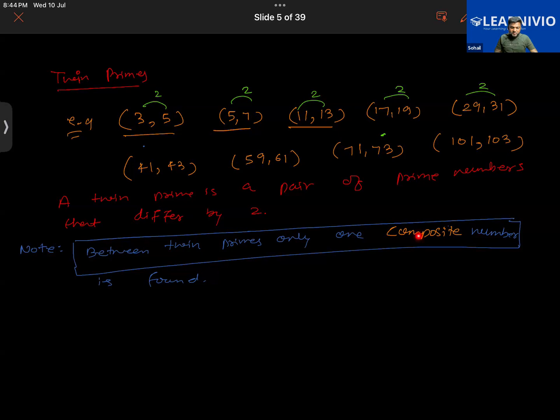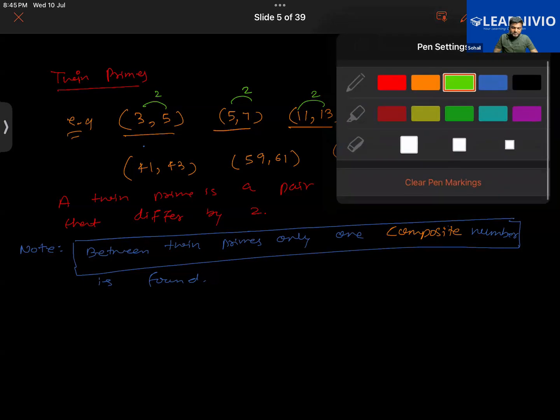And as per the definition, composite numbers are the numbers which have got more than 2 factors. Okay. So between 17 and 19, the number 18 exists, right? And 18 is a composite number, isn't it?